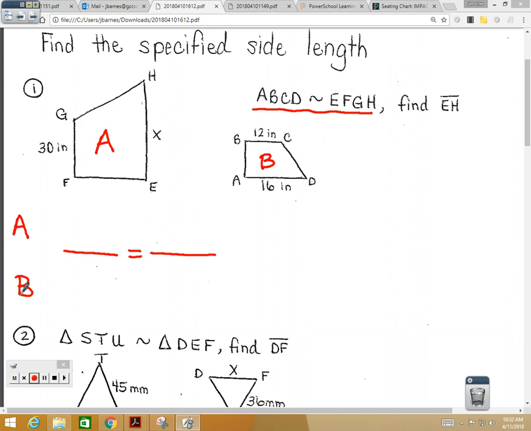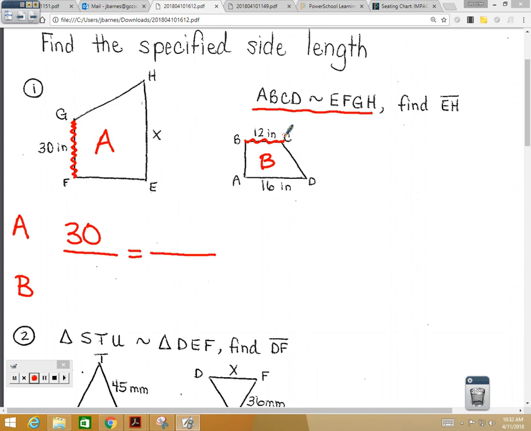There's only two sides that are even labeled in shape A, so I'm going to put 30 on top, and then I'm going to look over in my other shape and think about what side corresponds with this FG. What corresponds with FG? FG corresponds with BC.